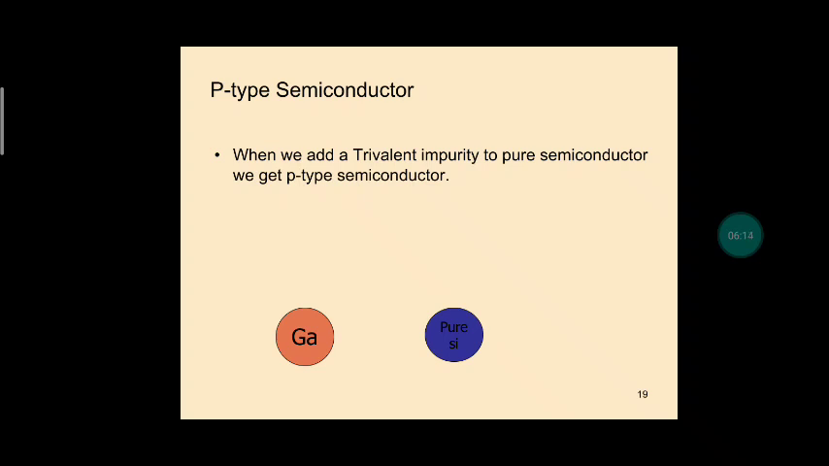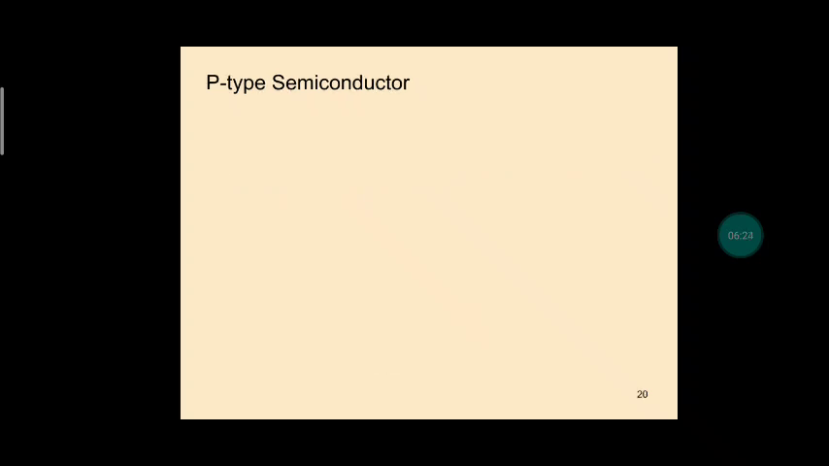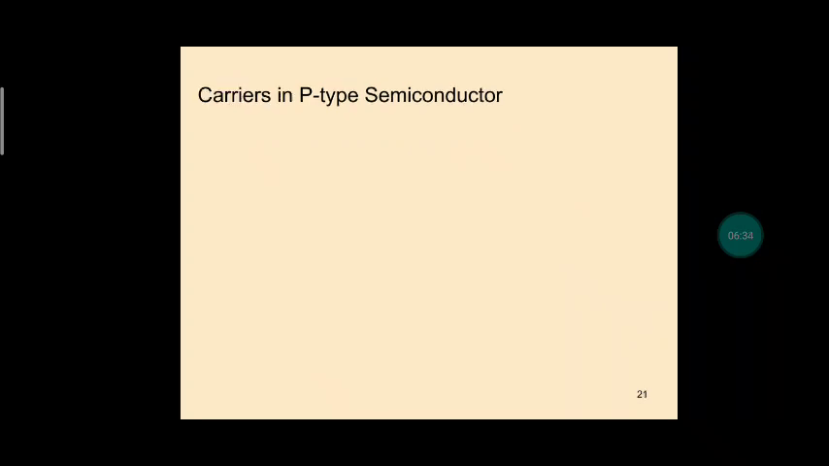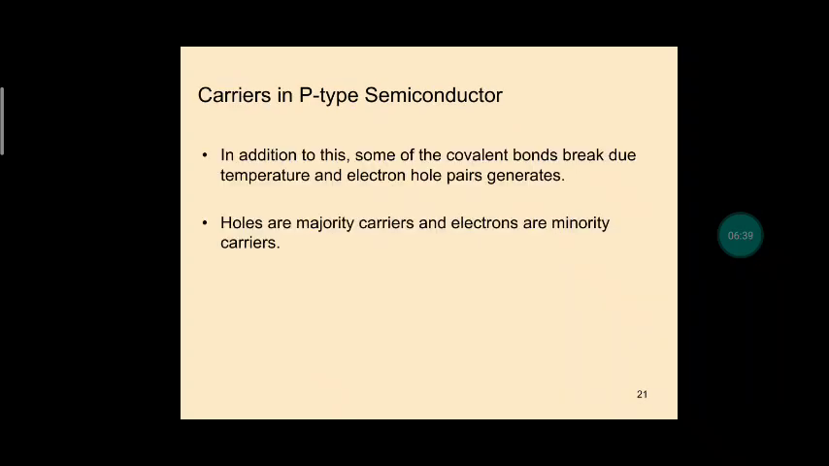P-type semiconductor: trivalent impurities, such as gallium, are added to the silicon. They are added to the corresponding semiconductor material. Here gallium has 3 valence electrons. A covalent bond is created among the holes and electrons.